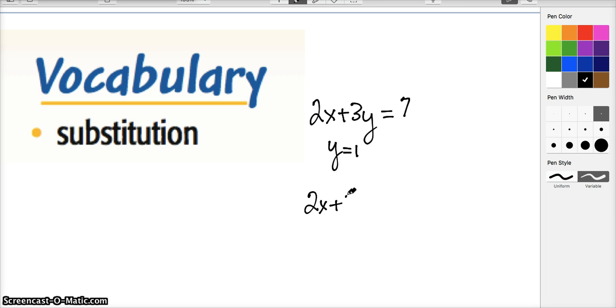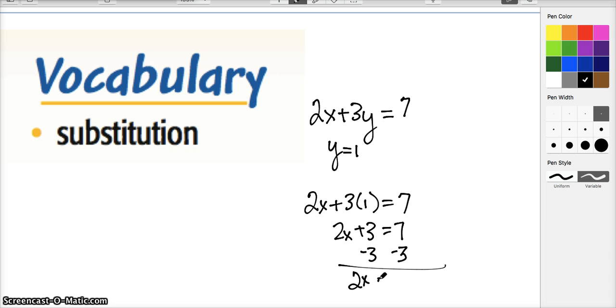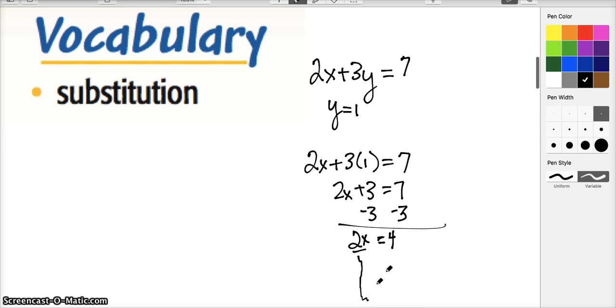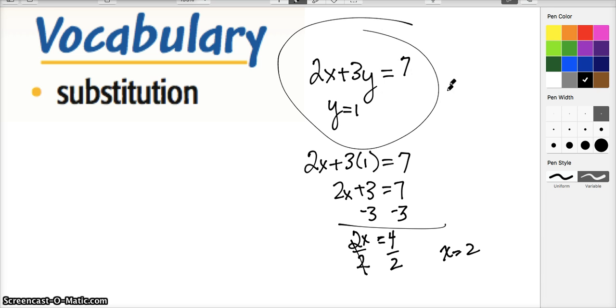I would take this equation, put 1 in here, and do what I do best, which is to solve an equation with one variable. I'm good at that, right? We are. We've been doing this for several months now. So 7 plus a negative 3 is 4. We can divide both sides by 2 and get that x is equal to 2. So the point where these two lines would intersect would be at 2, 1, when x is equal to 2 and y is equal to 1.